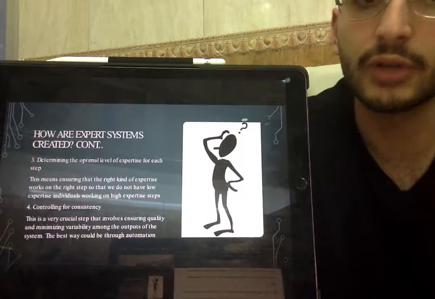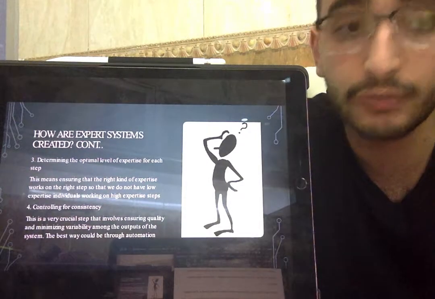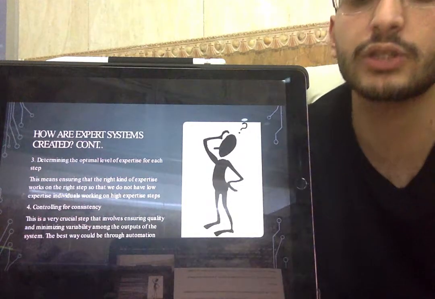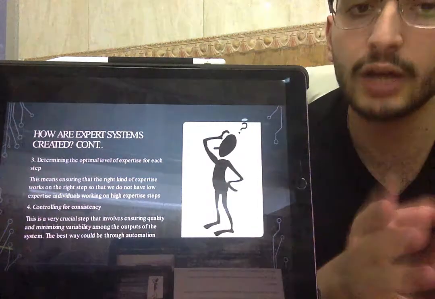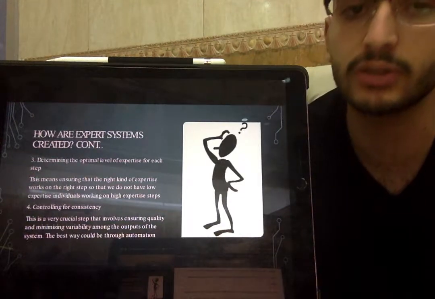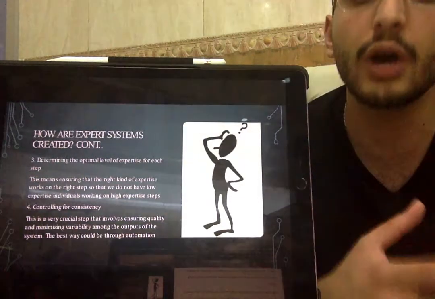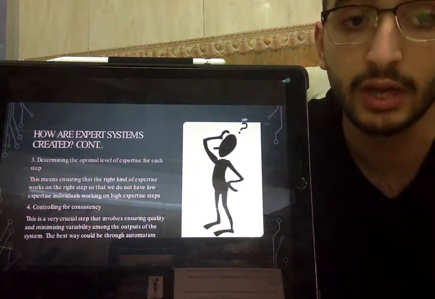The third step in the creation of an expert system is a determination of the optimal level of expertise for each step involved. This means making sure that every step of this process is aligned with the right level of expertise such that the lower expertise employees are not working on higher expertise steps.